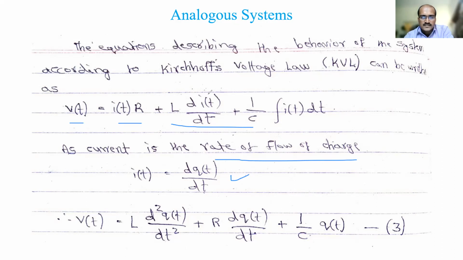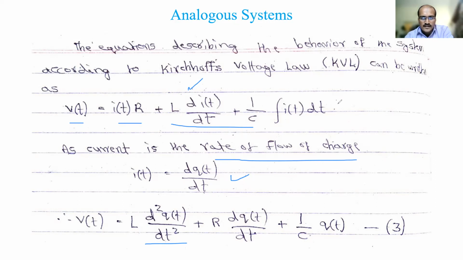Whichever has the highest-order term I will write first. That's why I have taken the L term first, because here I of t is nothing but dq by dt, so with one more differentiation, d square q of t by dt square will come. So I have written that first. Then I have taken the term R into I of t, which is R into dq of t by dt. Then I have 1 by C into the integral of I of t, which is dq of t by dt, so differentiation and integration cancel out. What is remaining? q of t. So that's why 1 by C q of t. Hope you understood this equation.